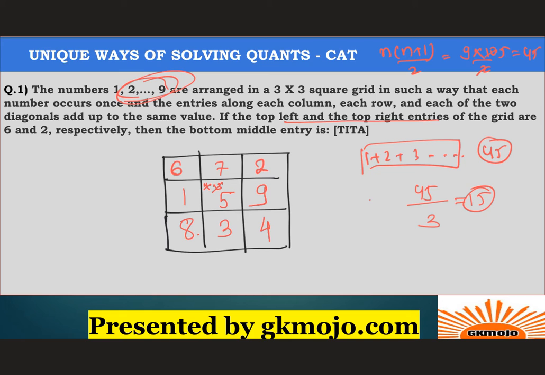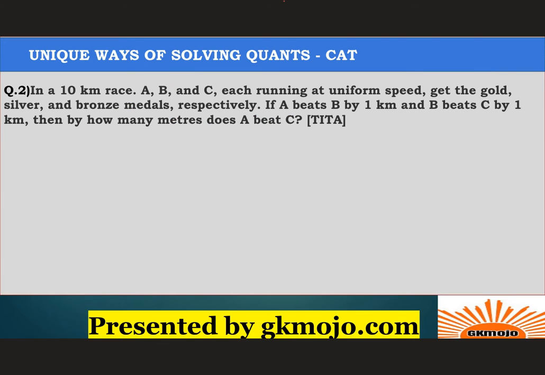And all the boxes and all the rows and columns are filled, and everything adds up to 15 if you cross check. So what have they asked? The bottom middle entry is, the correct answer is 3. The correct answer over here is 3. Again, a very easy question, but it's often not solved with that approach by students.